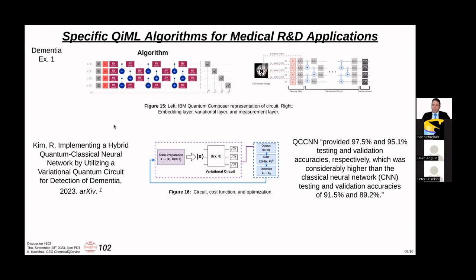Are there any questions at this point? So we went through a couple of these different disease types with quantum algorithms. Are there questions at this point?